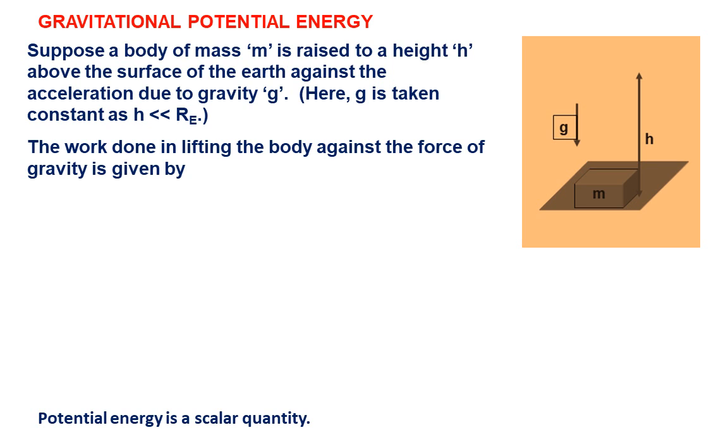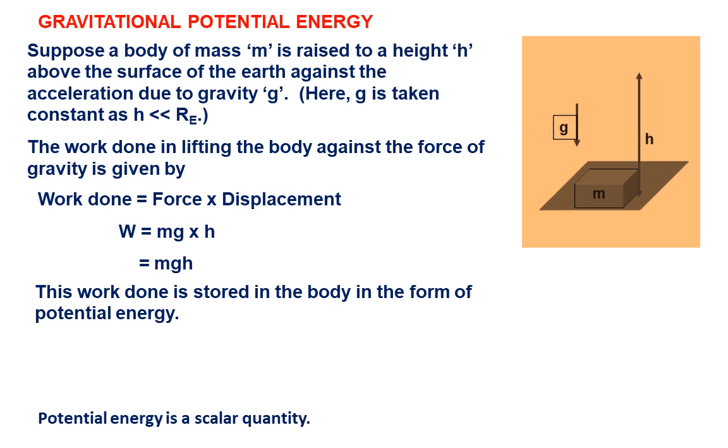The work done in lifting the body against the force of gravitation is given by force into displacement. And here, the force means the weight of the body which you have to overcome, so it will be mg, and h is the height. So it will be mgh. And this work done is stored in the form of potential energy. Therefore, the potential energy will be denoted by the symbol U, and it is equal to mgh.